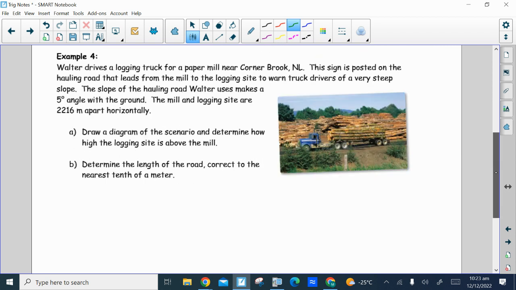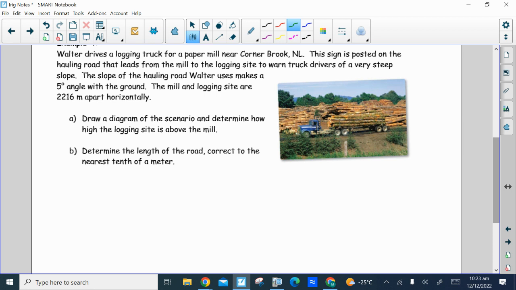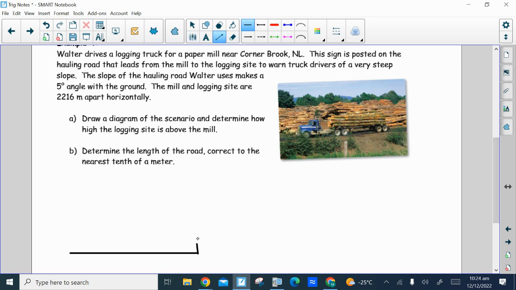Draw a diagram for this scenario. Determine how high the logging site is above the mill, and also determine the length of the road correct to the nearest tenth of a meter. So again, we can start by drawing a right triangle. It's not going to be a very high triangle though, because the road makes an angle of 5 degrees with the ground. So that's a very small angle, 5 degrees.